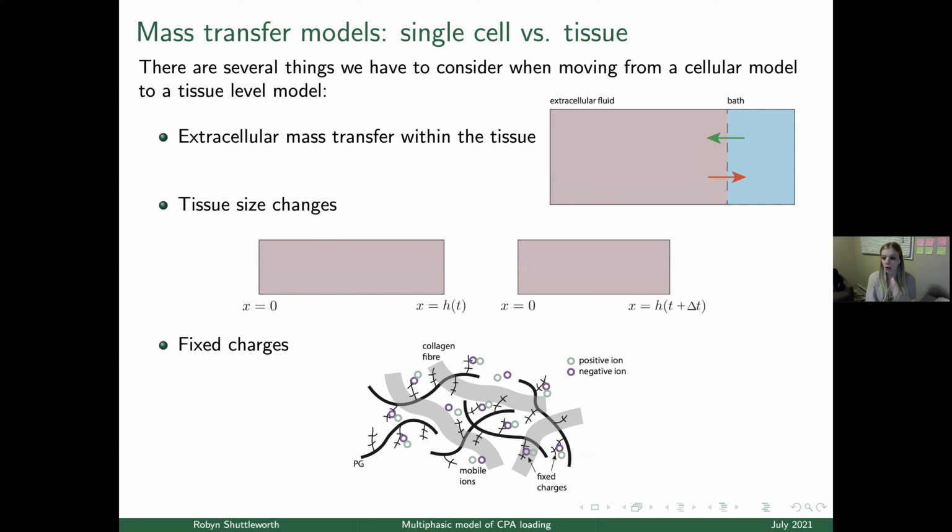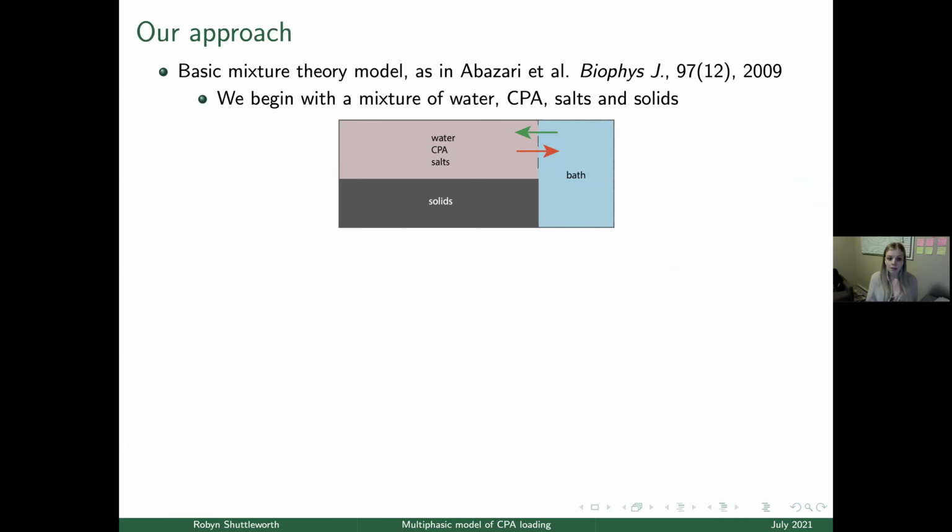So we can then take a look at our approach to building this mass transfer tissue model. We begin with a basic mixture theory model, as in the one developed by Abazari. And we begin with a simple mixture of water, CPA, salts, and solids within our tissue. And we assume the water, the CPA, and the salts can be exchanged with the bath solution.